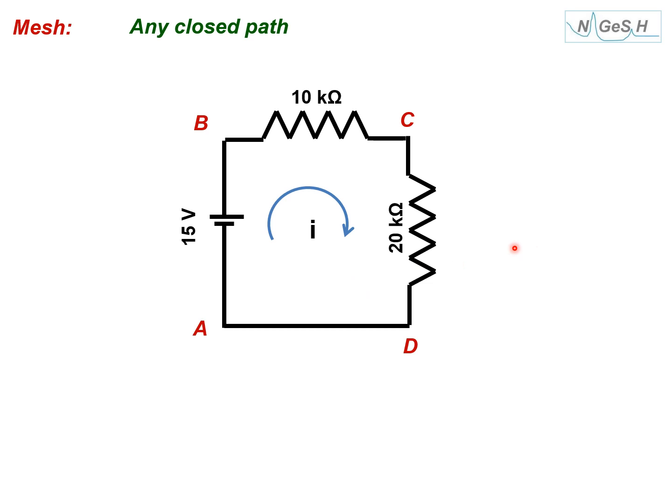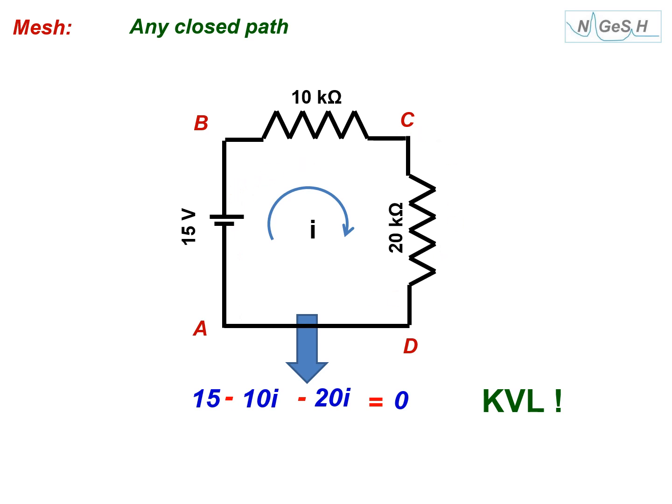What is Kirchhoff's voltage law? That is 15, the positive voltage, minus the voltage drop here, 10 times the current, minus the voltage drop here, 20 times the current, equal to 0. I said this should be a closed path, not a closed circuit. So Kirchhoff's voltage law is applicable even if you have an open circuit. For example, if this is open, the law is still applicable, but you have to consider all the voltage drops in a closed path.